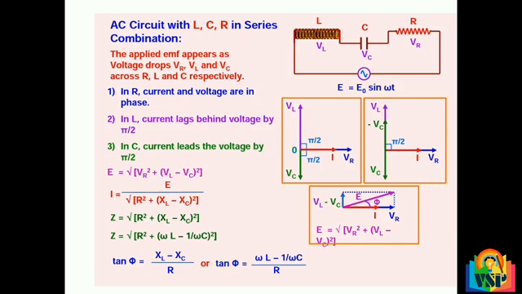How can we find the direction? From the right angle triangle, tan phi is equal to opposite side by adjacent side. Tan phi is equal to XL minus XC by R. Tan phi is equal to omega L minus 1 by omega C, divided by R.